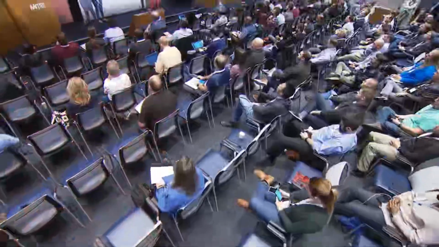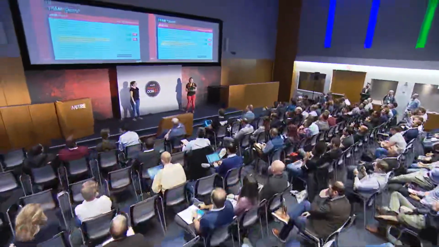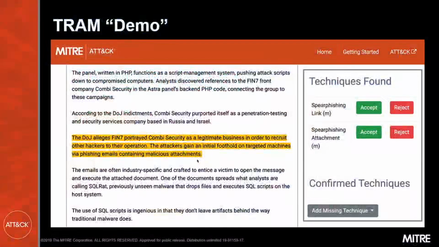Cool. So now I'm going to go over just how it looks. Because we have a short time slot, a lot of this demo we're just going to skip through. So at this point in the tool, we would assume that the analyst has gone online, found a report that they're interested in, grabbed the URL, and ran it through our tool TRAM. So when they go to analyze that report, this is the view that they would see.